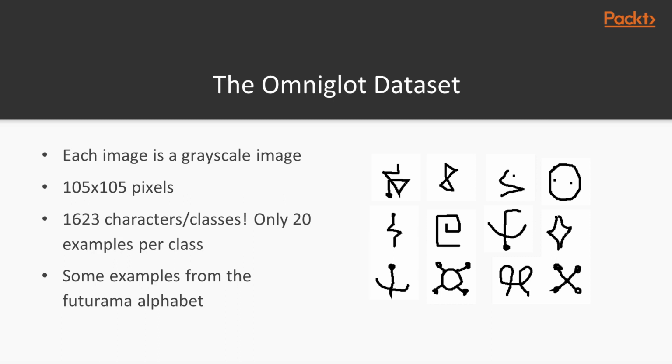Characters. But this time there are 1623 classes. So that's a big difference with the 10 classes we had with MNIST. And there are only 20 examples per class. So you can imagine that the normal way you approach such a problem with a neural network won't work in this case. And here on the right you see some examples from the Futurama alphabet.